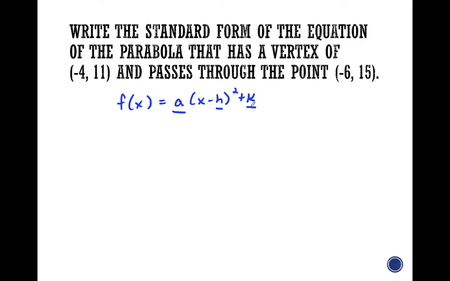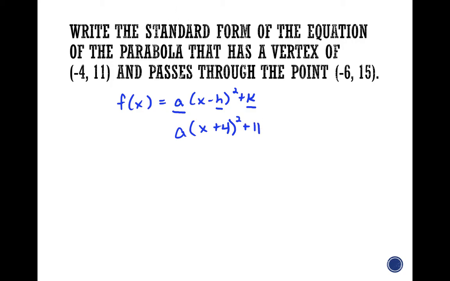All right, so if we go back to this problem, right away you should identify something that, hey, that's pretty nice, right? They tell us that the vertex of this parabola is (-4, 11). Well, now I know what h and k are, right? So all I need to do is plug in negative 4 and 11 for h and k. So at this point, I know that f(x) is equal to a times (x plus 4), since h is negative 4 so it becomes positive, plus 11.